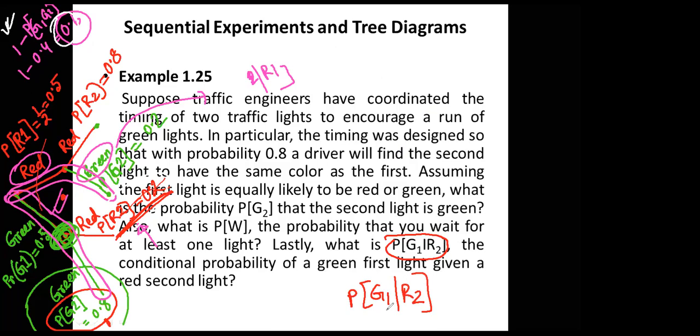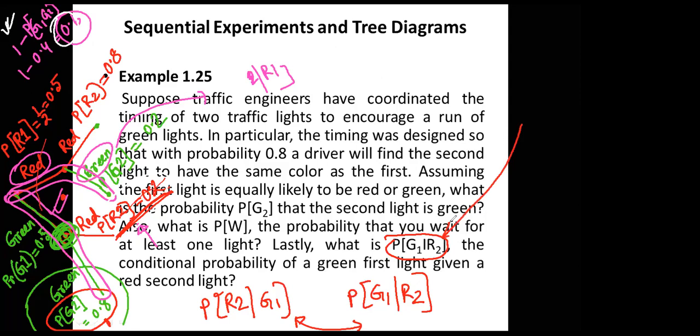Sir, we found it from the tree. No, sir, I also solved using the Bayes theorem, and they're the same. No. Probability of G1 condition R2 is what? This is probability of R2 condition G1. Are these the same? No, sir. Then why are you thinking about this one? Oh, sir, then maybe I have made a mistake.